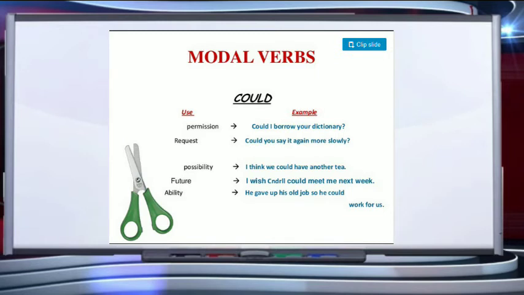Further, coming to could. Could is used to seek permission. It is a more gentle and formal way of asking, could I borrow your dictionary? Then to request, could you say it again more slowly? Possibility, I think we could have another cup of tea. To show the future, I wish Enril could meet me next week. Ability, he gave up his old job so that he could work for us. So, one modal verb and its variety of usage.